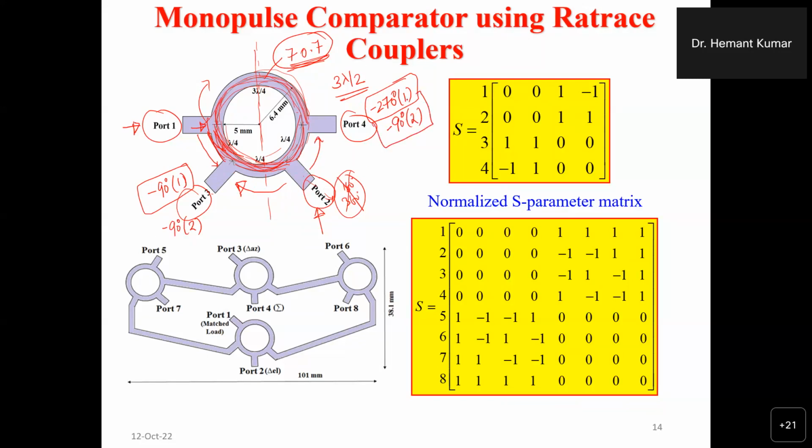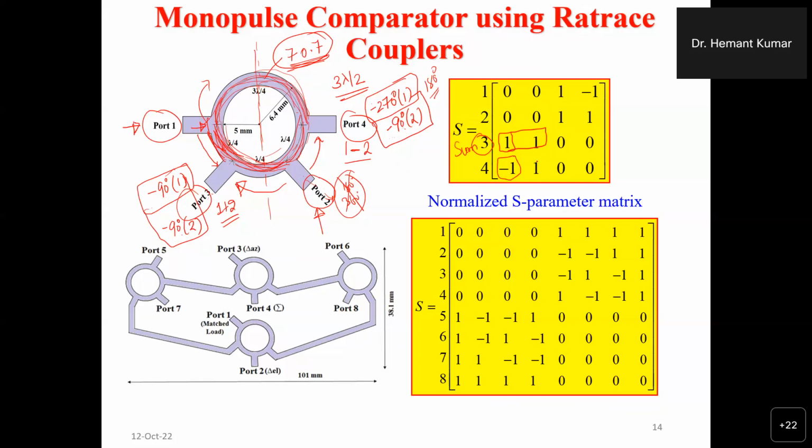So basically if you see at port 4, we are getting two outputs, and these two outputs are out of phase by 180 degrees. That means there is a difference. So basically at port 4 we will get 1 minus 2. And what about port 3? Both the outputs are in the same phase, minus 90 minus 90. That means we are getting the sum here, and that can be seen from the S parameter matrix. So you can see this is port 3, plus 1 plus 1, both are in the same phase. It means we are getting the sum at port 3.